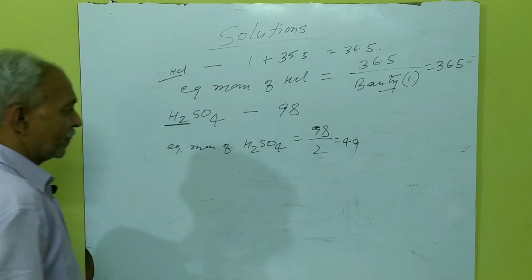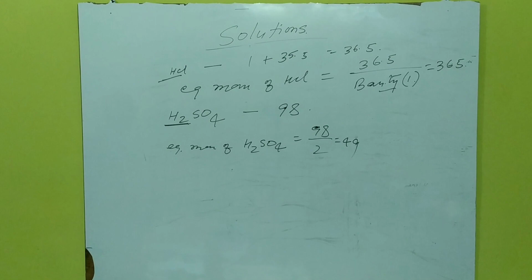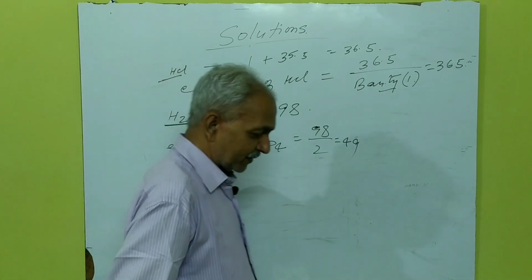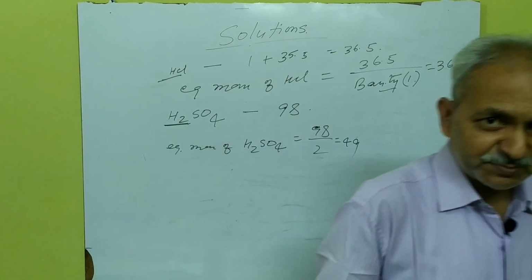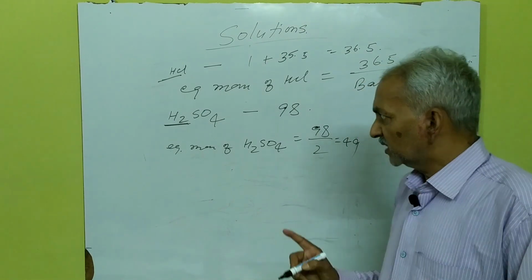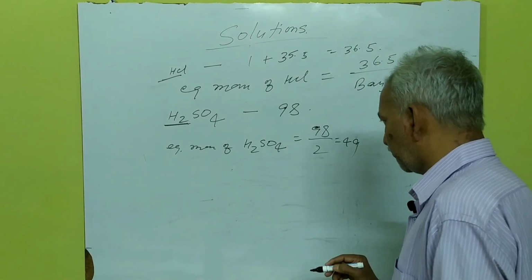So here the equivalent mass of sulfuric acid is half of its molar mass, that is 98 divided by 2, because the number of replaceable hydrogen atoms is 2, or we can say the basicity of sulfuric acid is 2. You can also express it in another way, in terms of the structure of sulfuric acid.